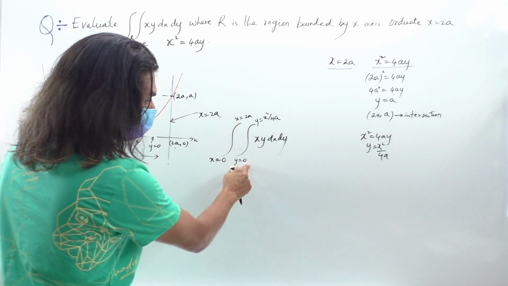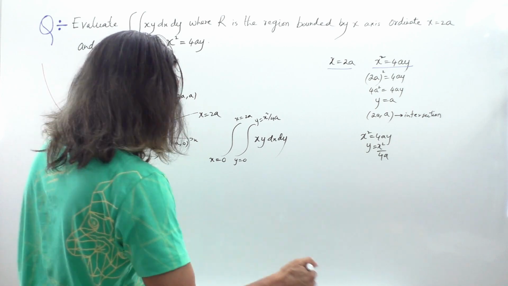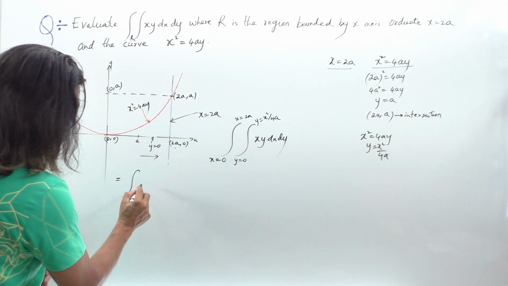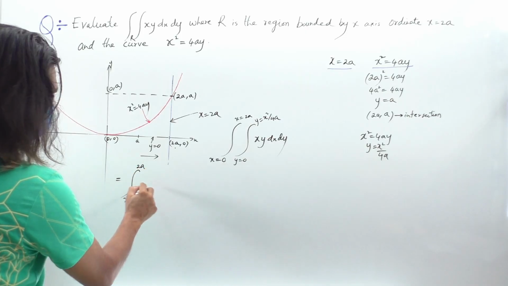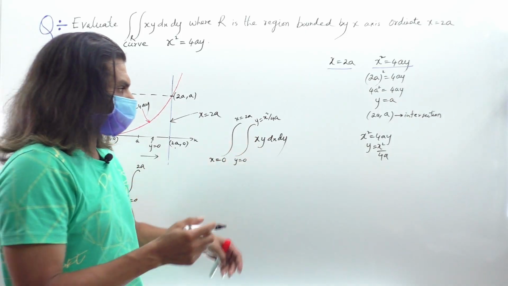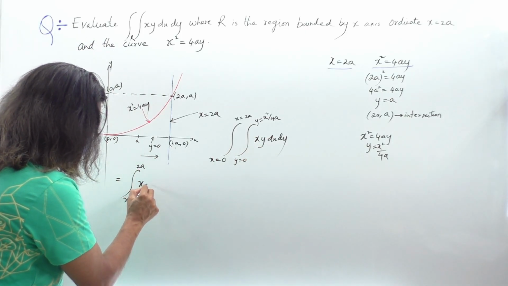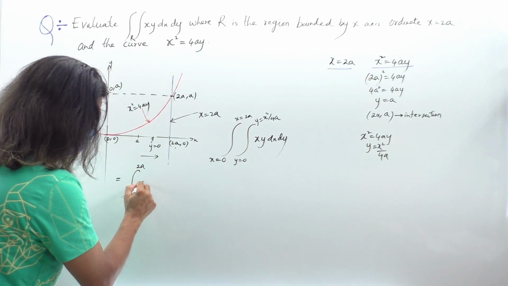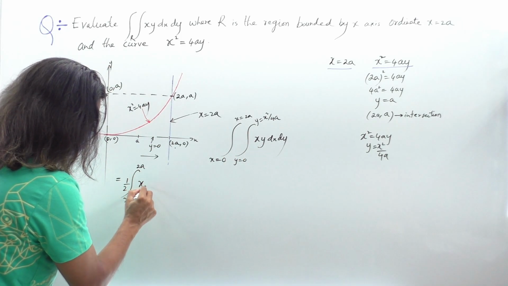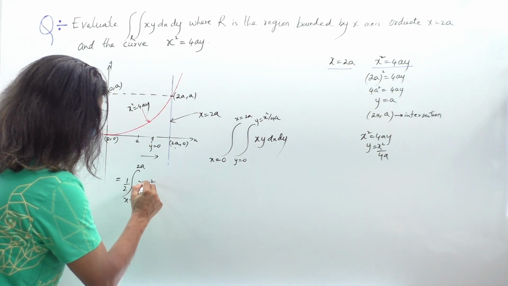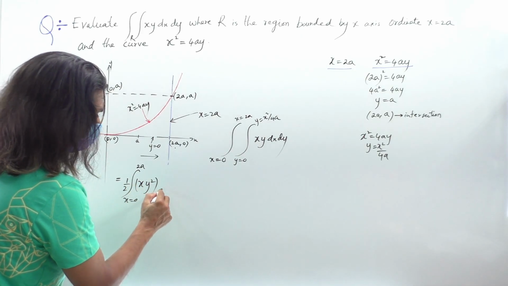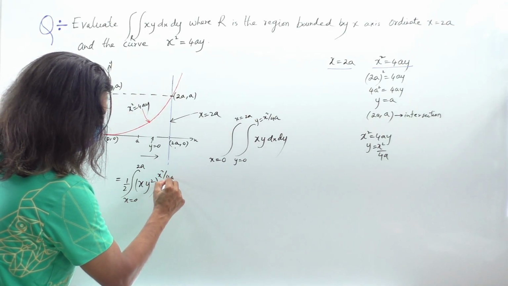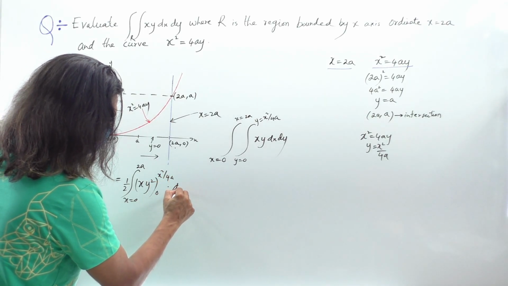So first there is y, so we need to integrate with respect to what? Y. So we have x is equal to 0 to 2a. When we integrate with respect to y, integration of x as it is, integration of y is what? y square by 2. So I will take 1 by 2 outside, y square, and the limit is from 0 to x square by 4a, dx.